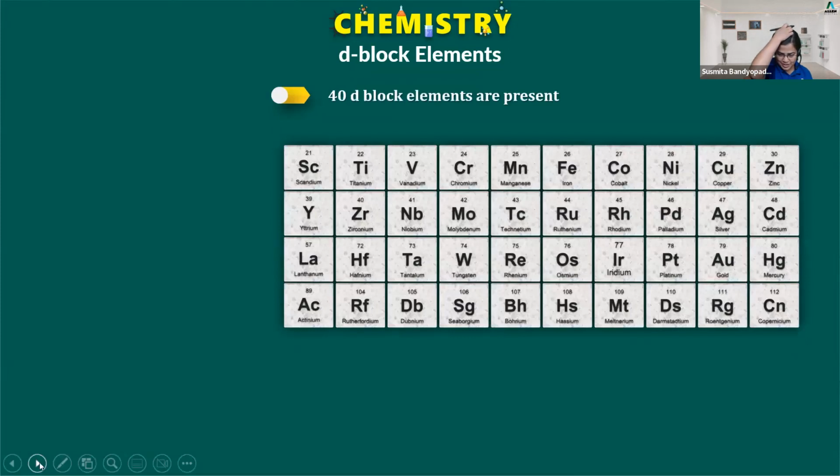So there are 40 d block elements. First shell 2 electrons, second and third shell 8 electrons, fourth and fifth 18, next shell 32. So there are a total of 40 d block elements.